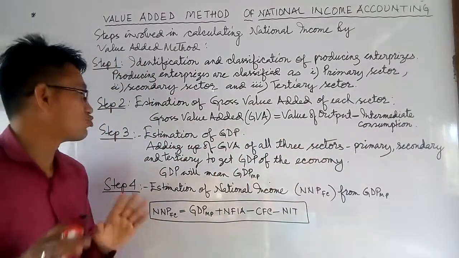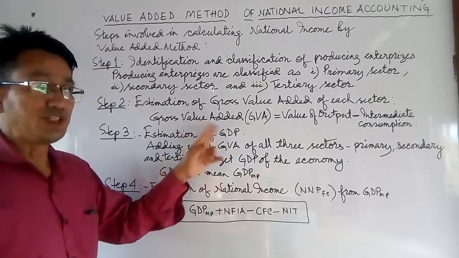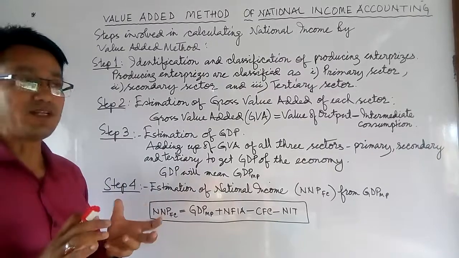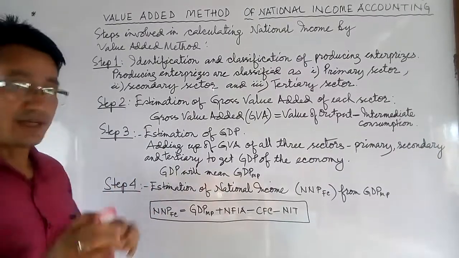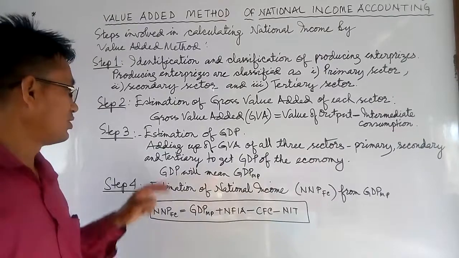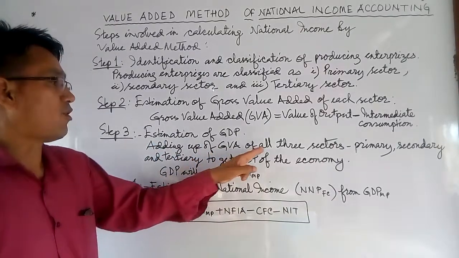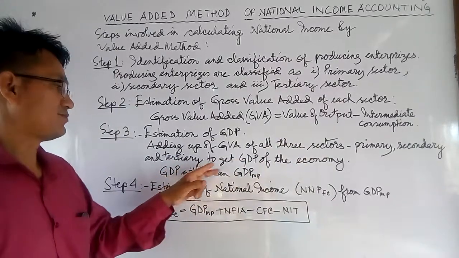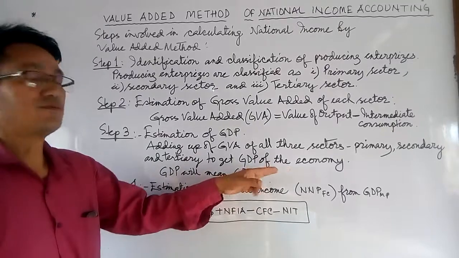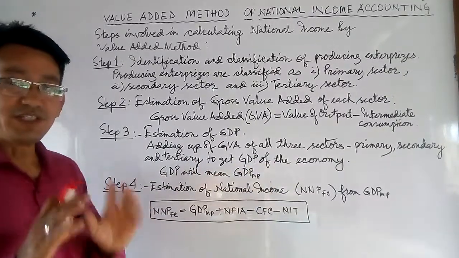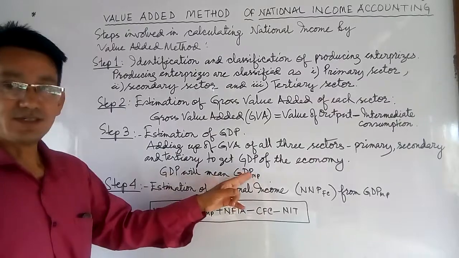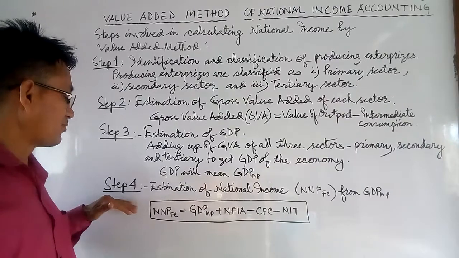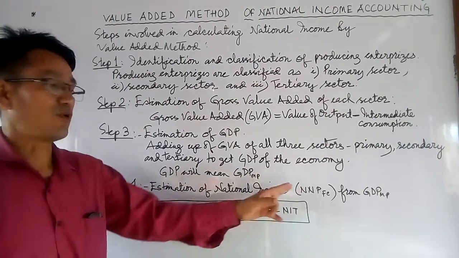Then step number 3 is estimation of GDP. As I told you earlier, gross value added is nothing but gross domestic product. Value added is a domestic concept. So by adding up the GVA of all the 3 sectors, that is primary, secondary and tertiary, we get the GDP of the economy. So GDP will mean GDP at market price, GDP MP. Then the last step, step number 4, is estimation of national income from GDP MP.